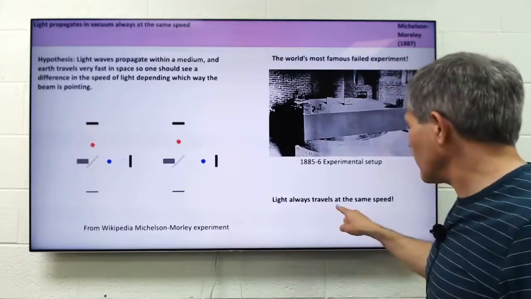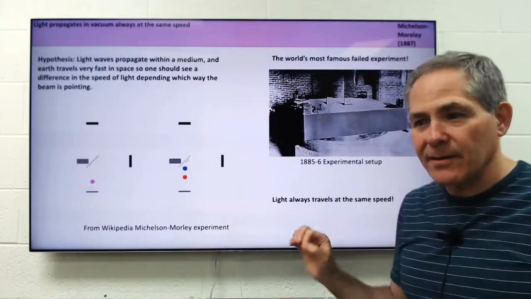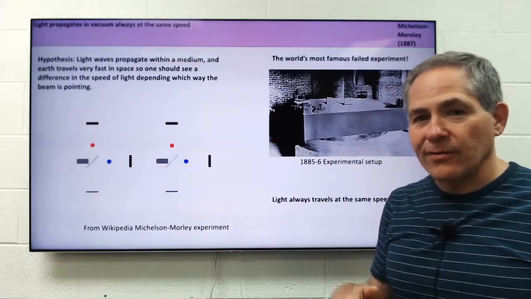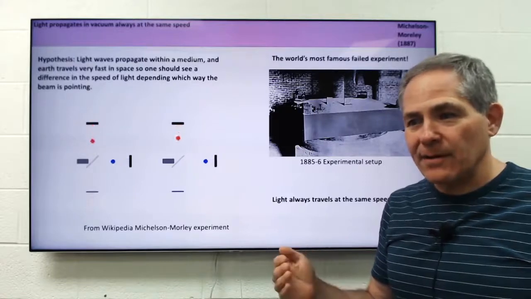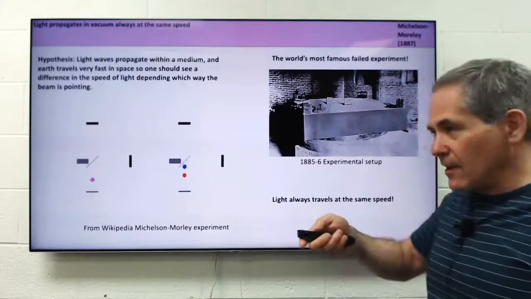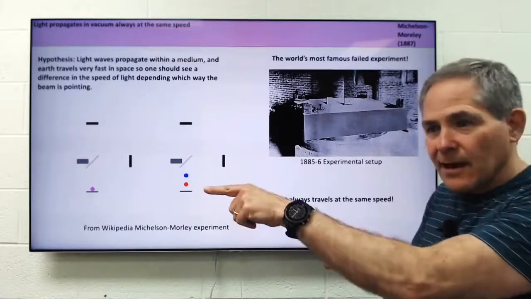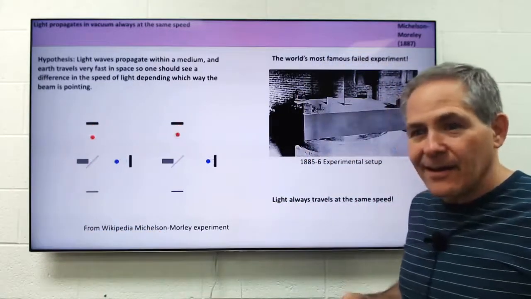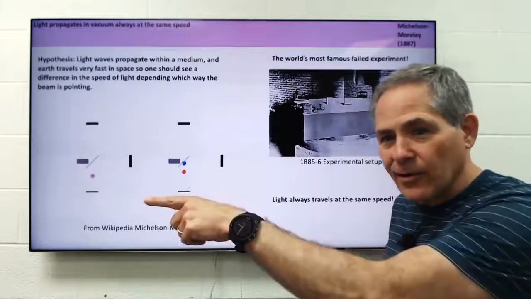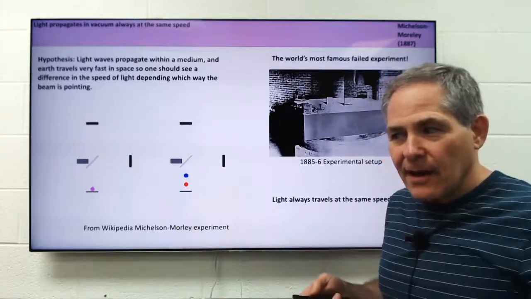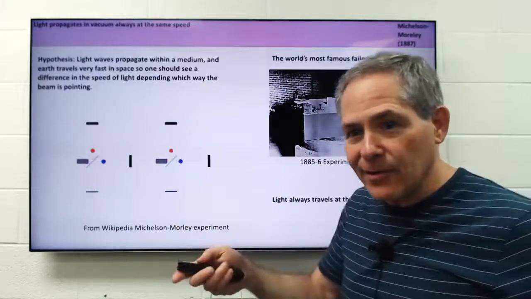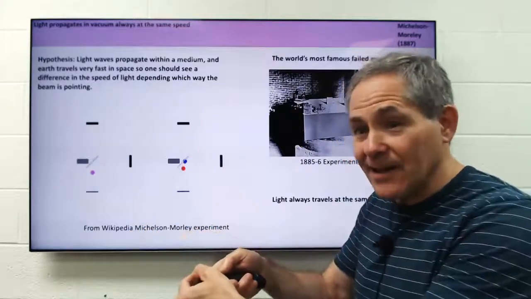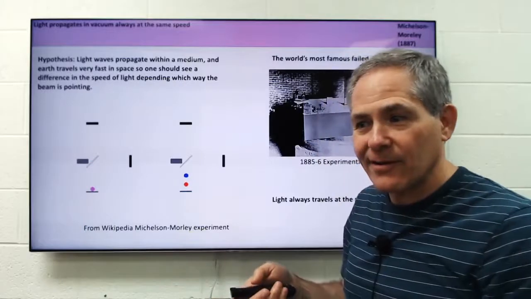Light always travels at the same speed. Okay? The implications of light travels always at the same speed. So if I have a laser and I shoot light, doesn't matter if I'm running towards or behind, the light is always going to travel at c. And what if I am traveling at the speed of light and I shoot the light forward? Is it actually even going to come out of the laser?